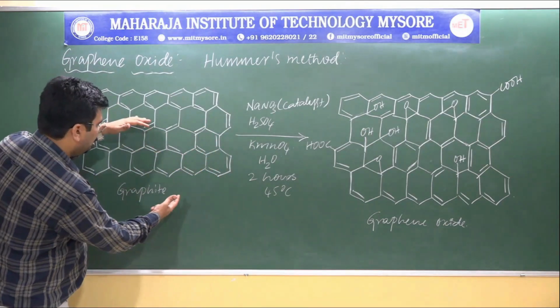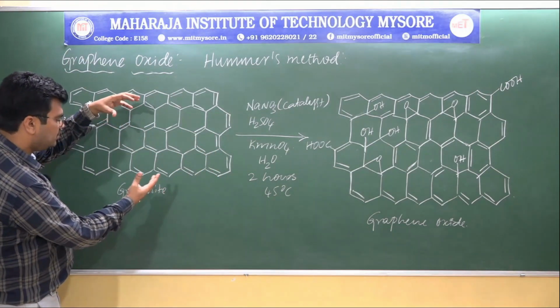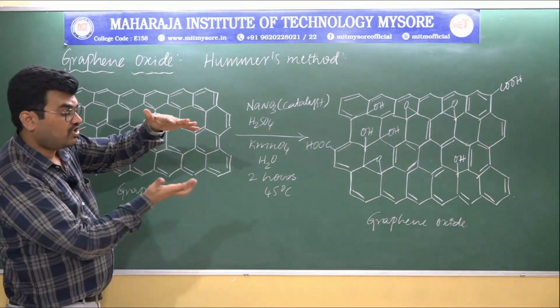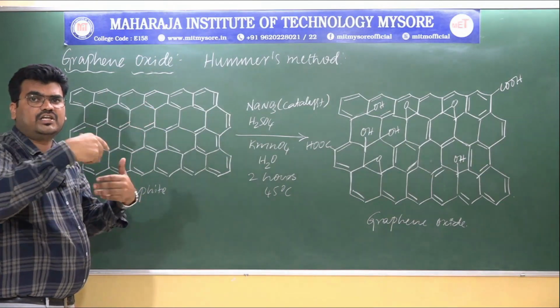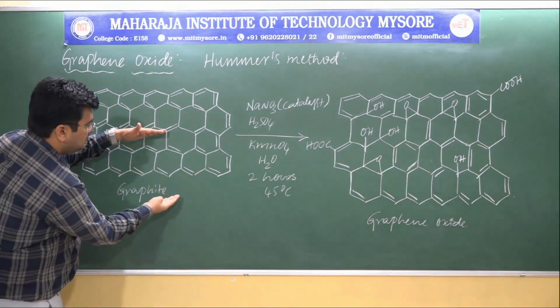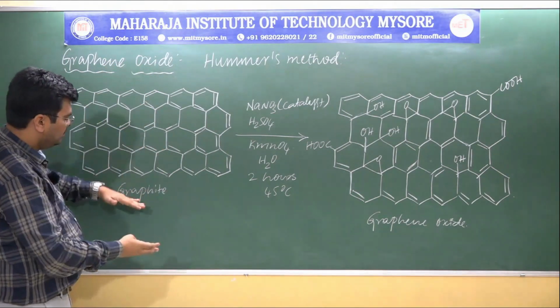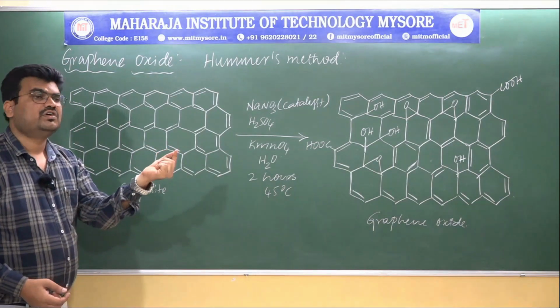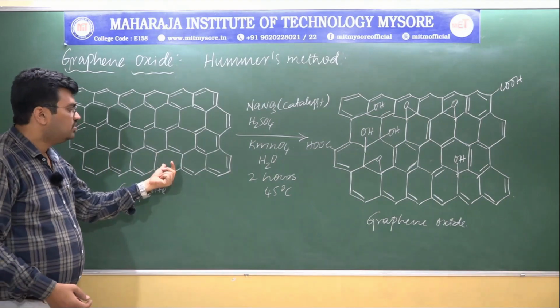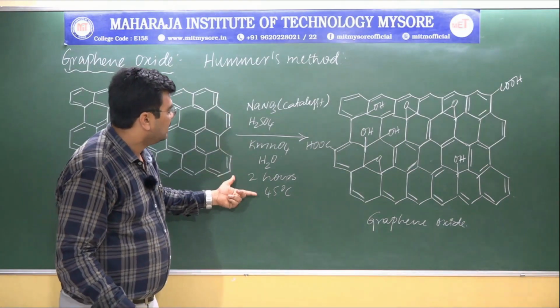Here graphite is a three-dimensional material consisting of millions of graphene layers stacked one after another, right? There are n number of graphene layers joined together, thereby forming graphite. Here we need to take one single sheet of carbon atoms from this. To do that, the first step is oxidation.